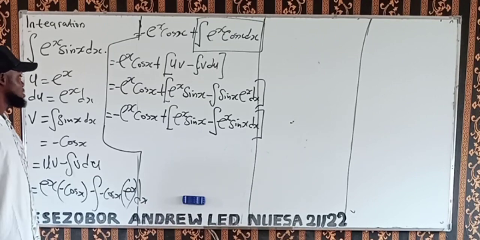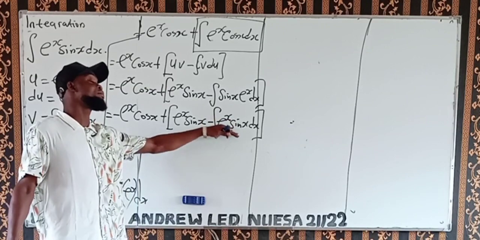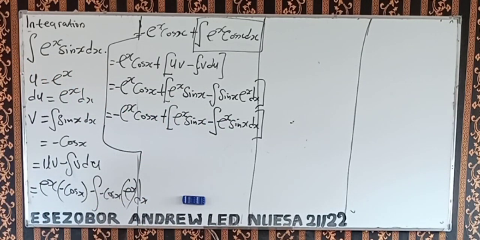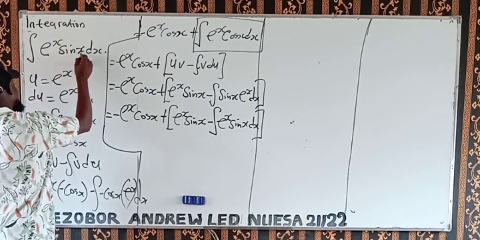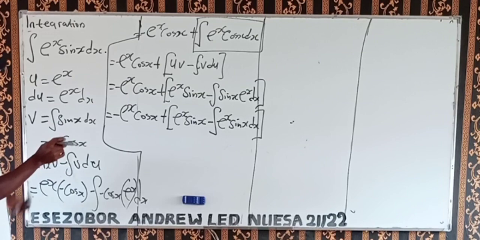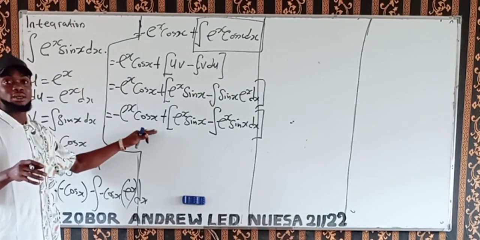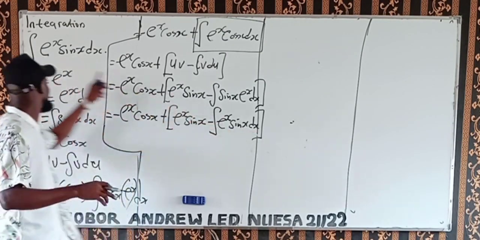And what is the problem? The problem is the thing will keep on going. We keep on solving until we'll be tired. So what do we do? We discover that if you have exponential x and a trig function, after you have integrated 2 times, you have done the first one and the second one, you discover that this last term will be equal to the question.